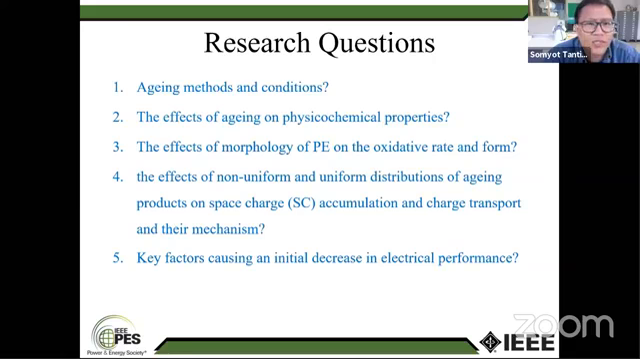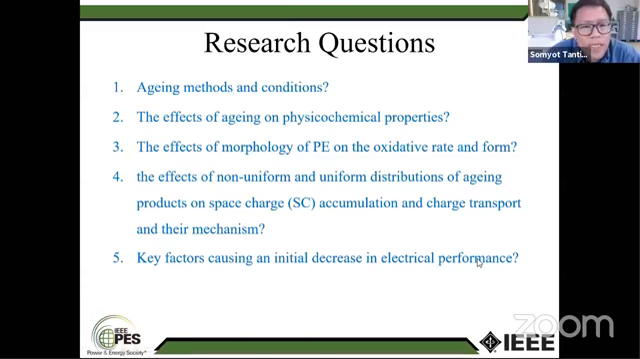The first question is, what is the aging method and the condition that I need to study? I will show later. And question 3 and question 4. I need to know about the effect of aging on the physical and chemical property change and the effect of morphology of PE. Morphology of PE is, like I will show in the picture later, briefly, the morphology is about the crystal and the chain structure in the PE when we see it from the scanning electron microscope. I want to show the morphology effect on the oxidative rate and forms.